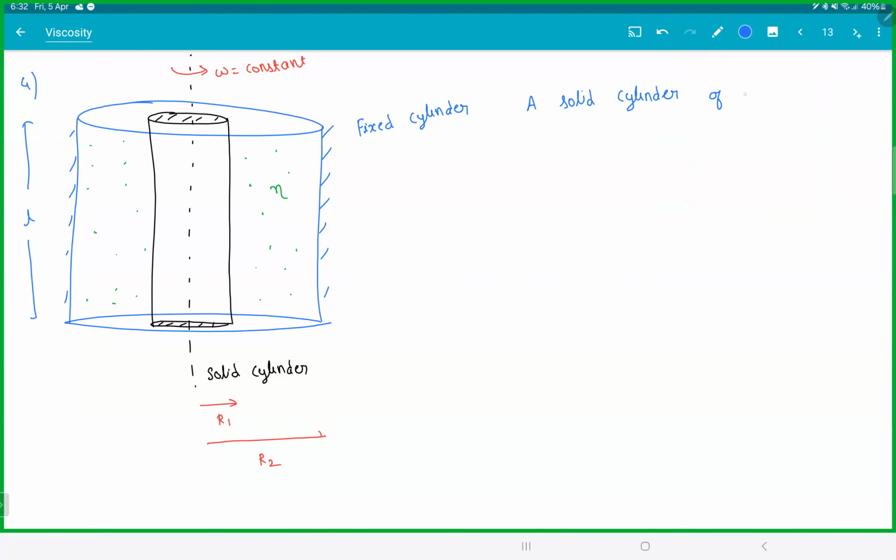A solid cylinder, mass, I mean, you don't require mass actually, but we'll give it, and radius R1 is placed coaxially, meaning the same axis, inside a fixed hollow cylinder of radius R2 filled with liquid as shown.